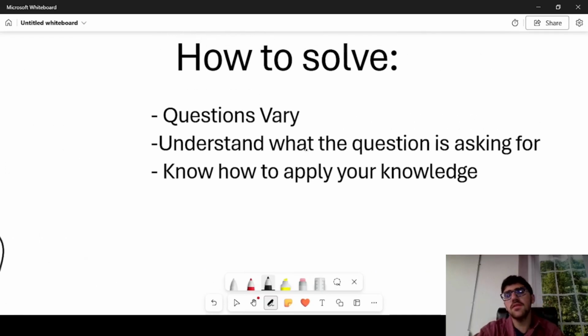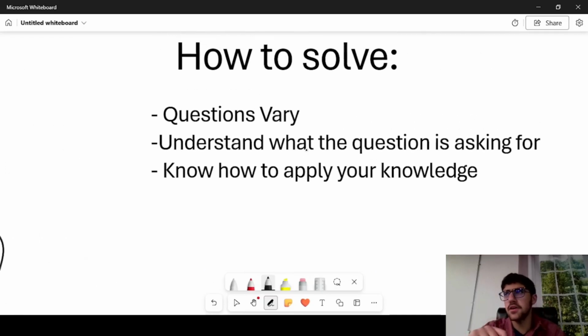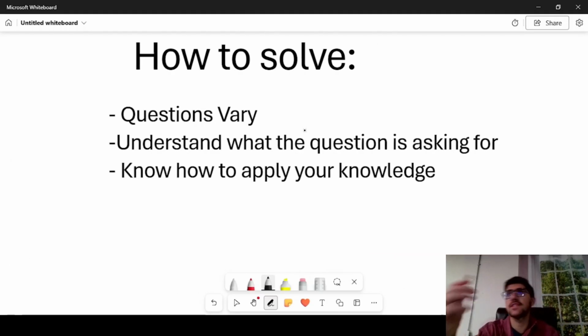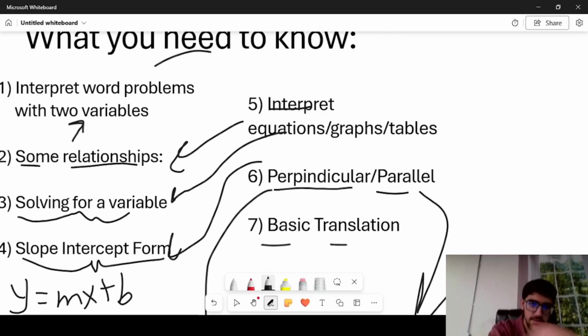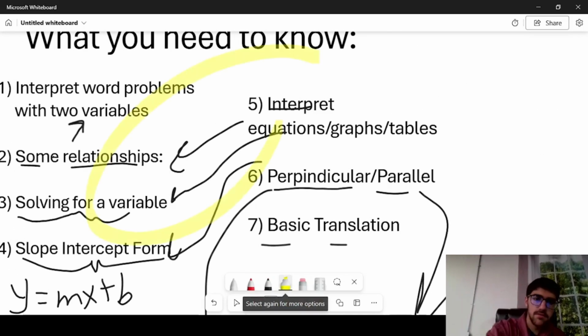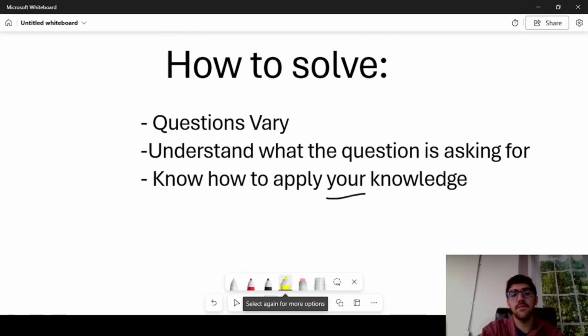Okay, so similar to the last one where we were doing linear functions, the questions vary a lot, so it's hard to give you a straightforward way to solve this. But first you need to understand what the question is asking for. Does it want us to find the y-intercept? Does it want us to solve for a variable? Does it want us to find the equation? And then you need to know how to apply your knowledge, which includes these things, the things from previous videos, and possibly things from future videos, but mostly things from previous videos and the things you'll learn in this video.